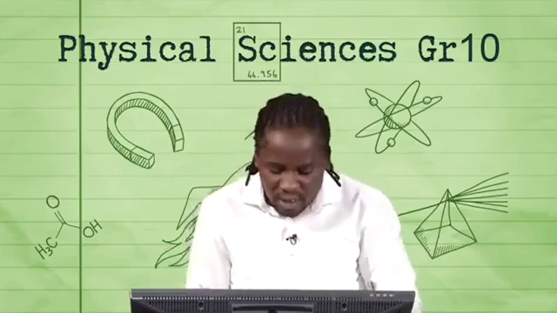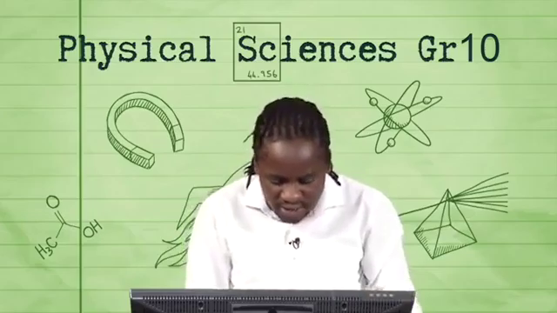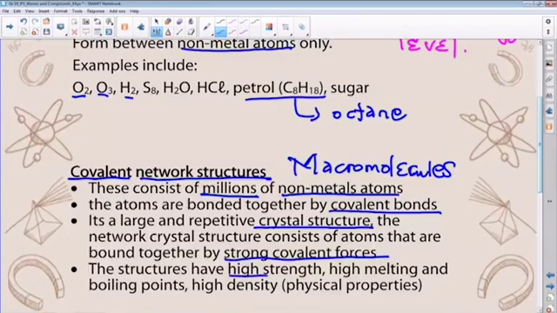Now, let's go further and check. It says the structure have high strength. These I would want to think of them as the physical properties. Now, because they are giant structures or macromolecules, they are stronger compared to these, which are most often liquids, in gases, except for sugar, of course, it's solid at room temperatures.